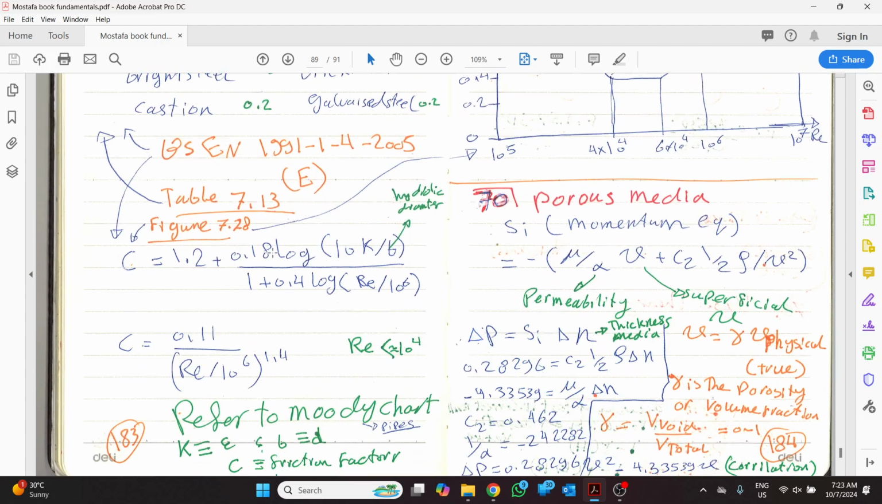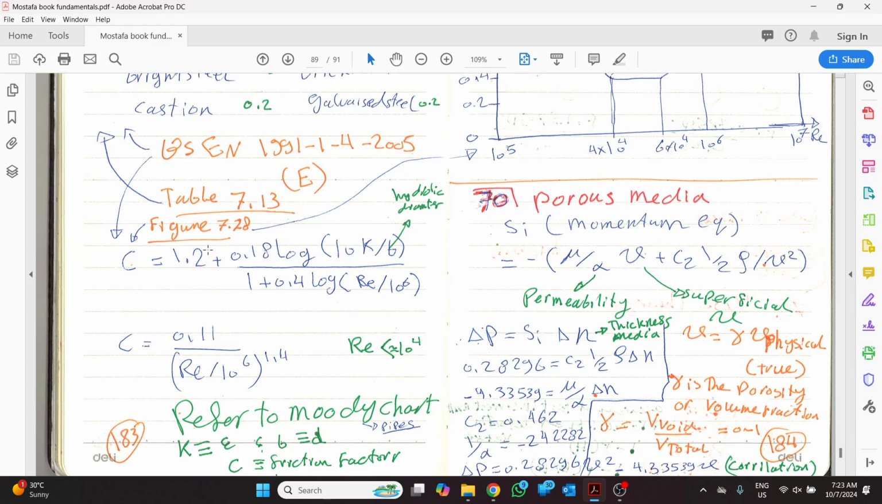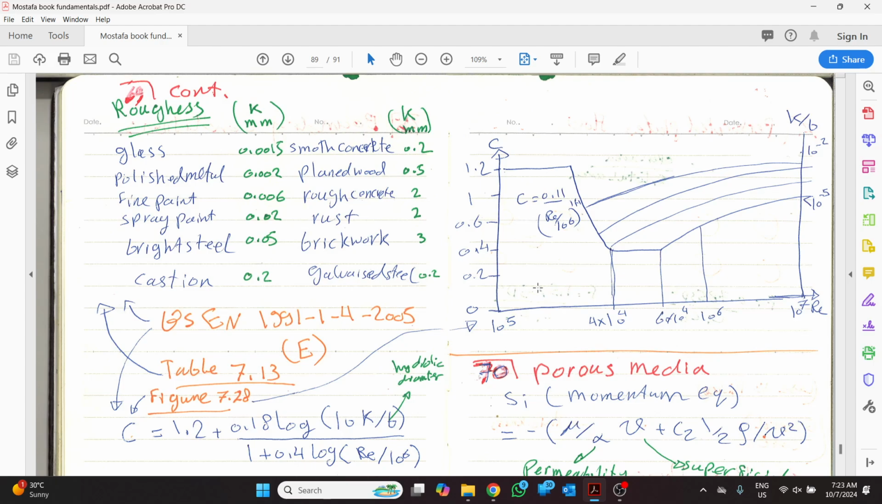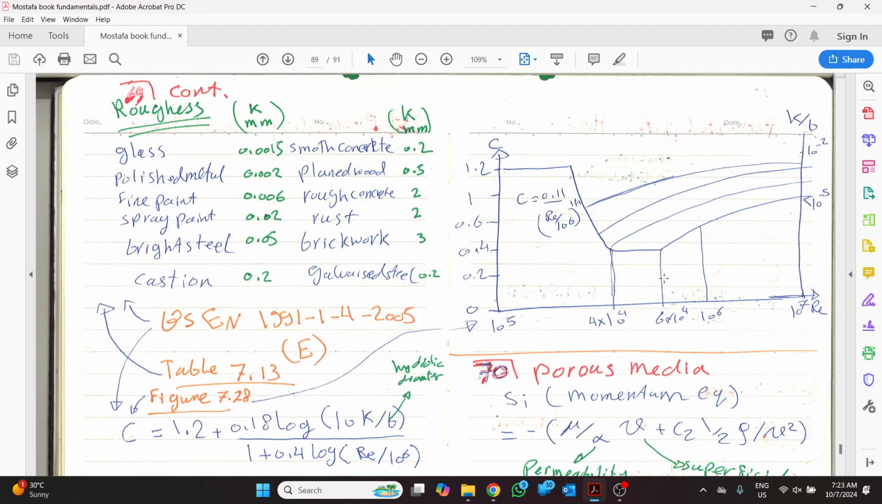I need to know C, which we discussed here, Cs, which is C. C can also be calculated from the figure by using this curve or this one. This one is for a low Reynolds number, and this one for a higher Reynolds number. Of course, you can return to the standard, it is approximately the same, depending on the Reynolds number you cross. You will ask, what is K over B? K we already discussed, the roughness height.